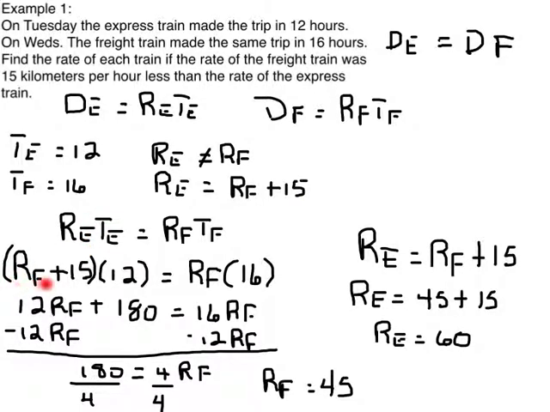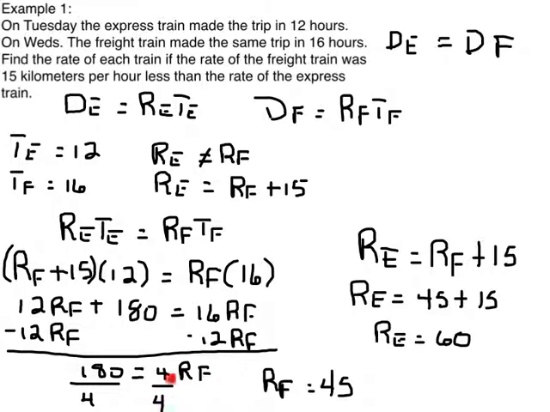So we're going to put RF plus 15 times our time of the express, which is 12, equals the rate of the freight times the time of the freight, which is 16. So when we do our distributive property, we see that 12RF plus 12 times 15 is 180 equals 16RF. If I subtract 12RF from both sides, I will see that 180 is equal to 4RF.